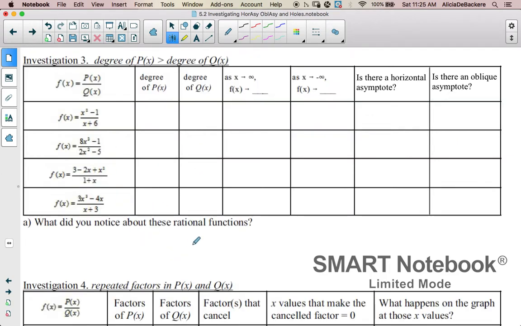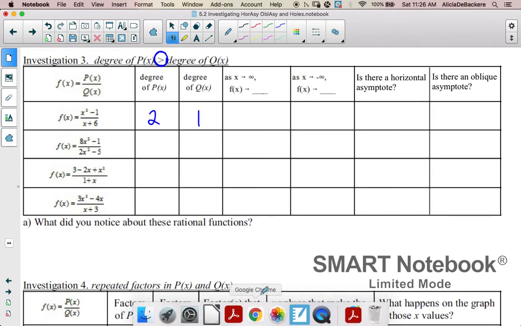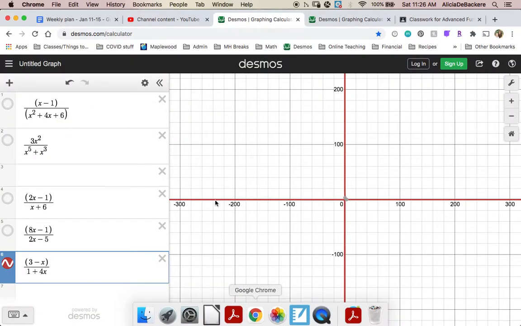All right, investigation number 3. Now we're going to take a look at what happens when the degree of the top is bigger than the degree of the bottom. So for this first one here, I've got x squared on top and x plus 6 on bottom, so degree of 2, degree of 1. And then they're asking me to take a look at what happens on the graph as I get really, really big x's or really, really small x's. And that's what we were doing before to find our horizontal asymptotes. So I'm going to switch over to Desmos and take a look at this graph.